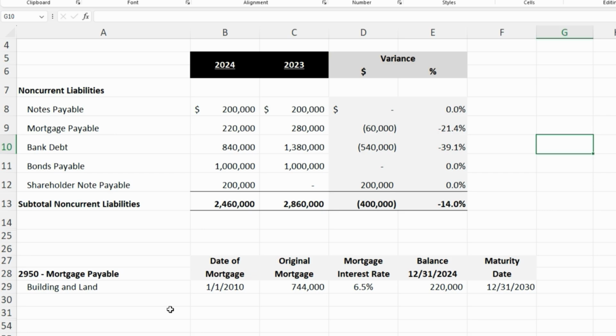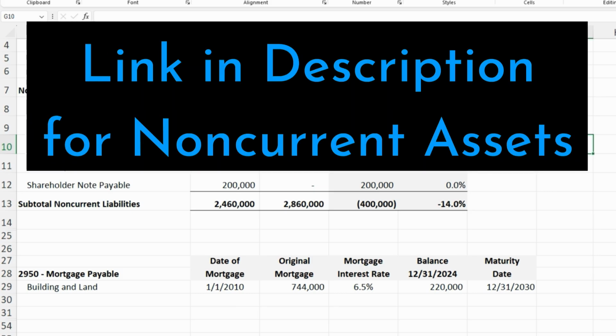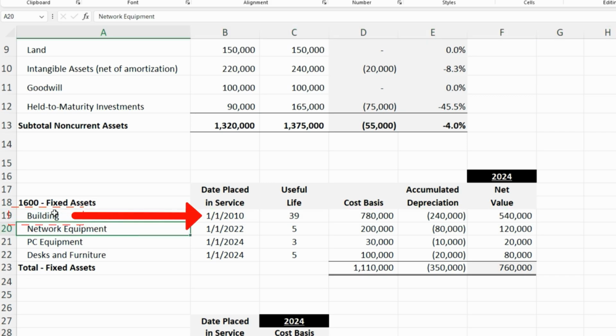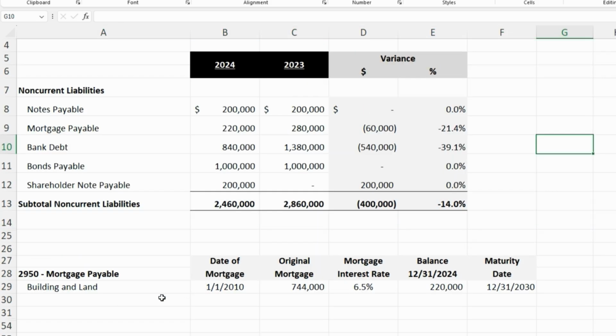Line item number 2, mortgage payable. We have general ledger account 2950 that is classifying our mortgage, and it's on the building and land that we purchased back in 2010. If you haven't watched my non-current assets video, I highly recommend checking that out, because if I go back to general ledger code 1600 in my non-current assets, there's the building, there's the asset on the asset side of the balance sheet, and here's the liability attached to that asset.